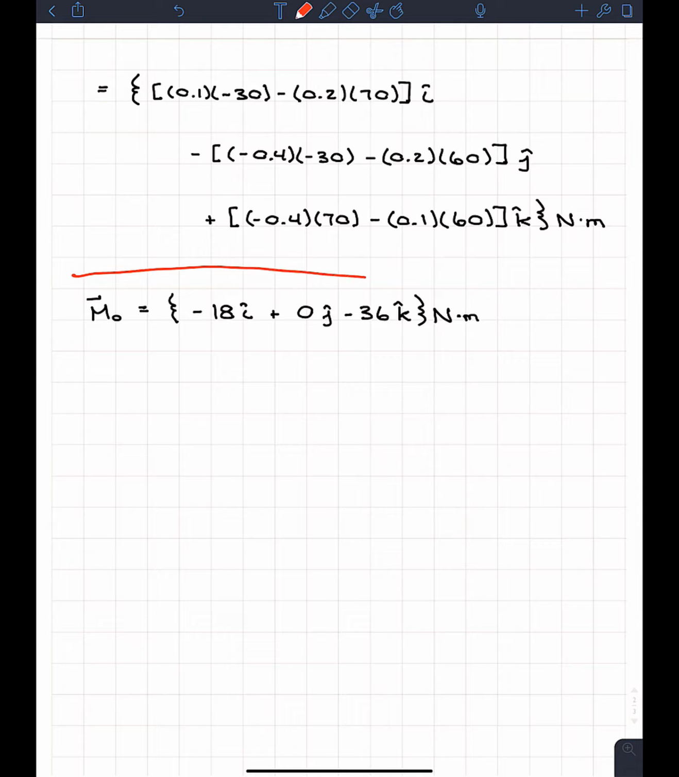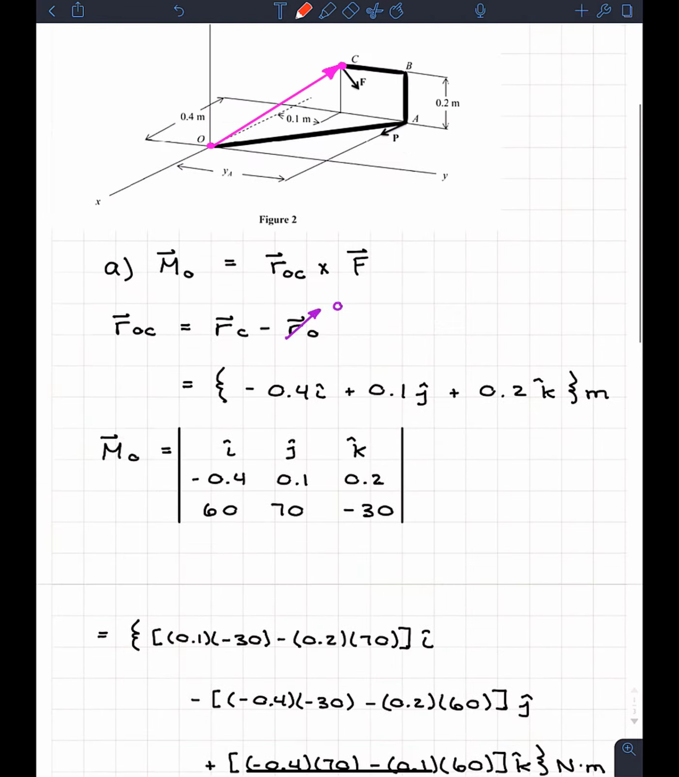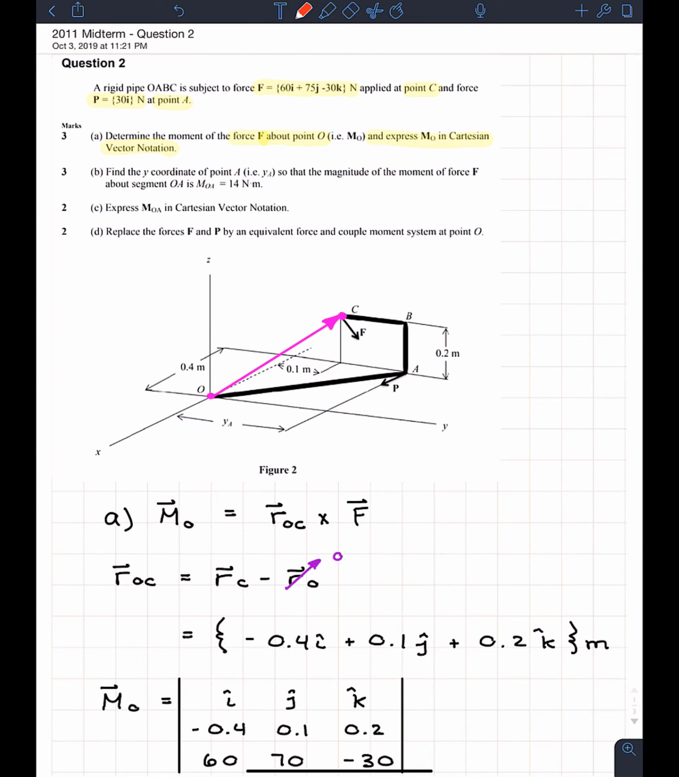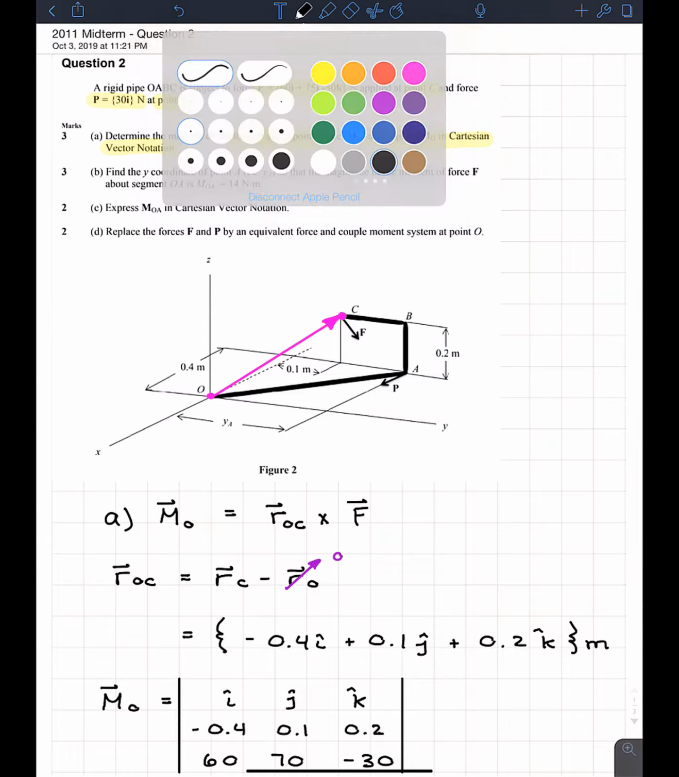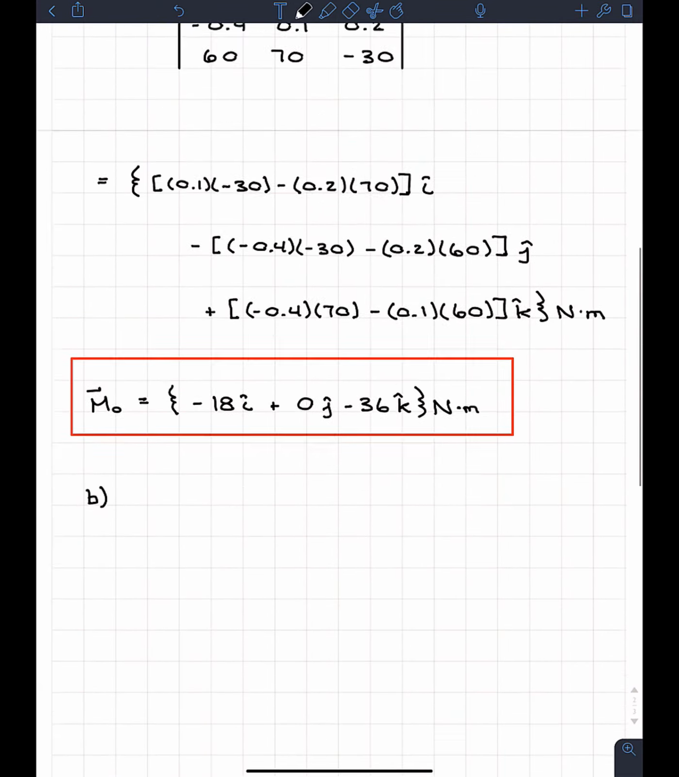So what we can do is box it and say this is the final answer. That box was terrible, but you guys are used to that by now, so it doesn't matter. So that's part A. As simple as it gets, we're just finding the moment about a point. So I'm going to go down here now and put part B. We're going to go up and take a peek at what part B wants.